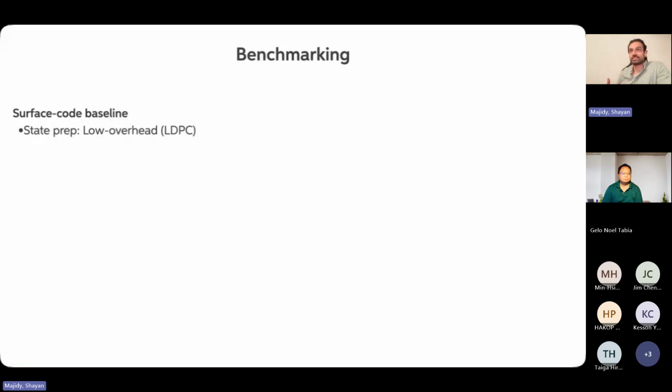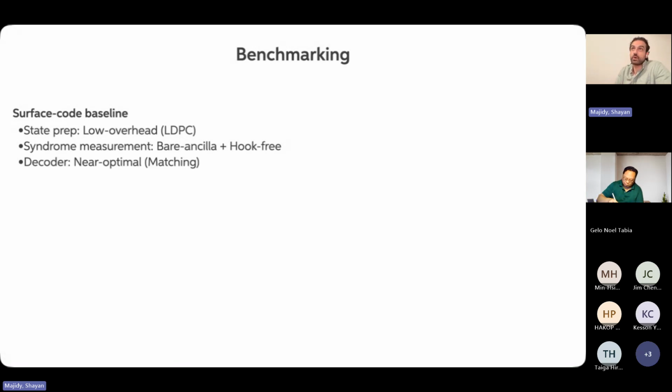One is that the state prep is very easy. We can just use bare ancillas and do measurements of our stabilizers, and we can prepare the code with very low overhead because the surface code is a QLDPC code. Syndrome measurements are also very easy. You can do them with bare ancillas, with no hook errors. For the decoder, we can use a close to optimal decoder using matching, and we can benefit from very powerful tools like correlated decoding. The surface code has had 25 years of optimization, and it's been very strong for computation.